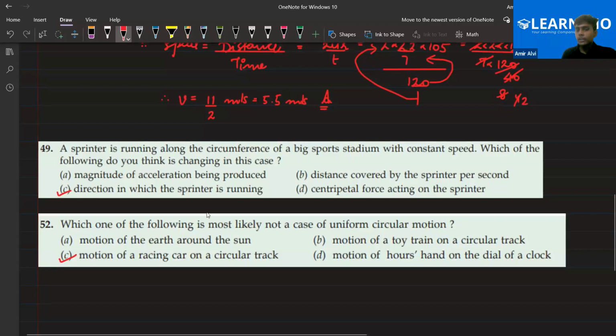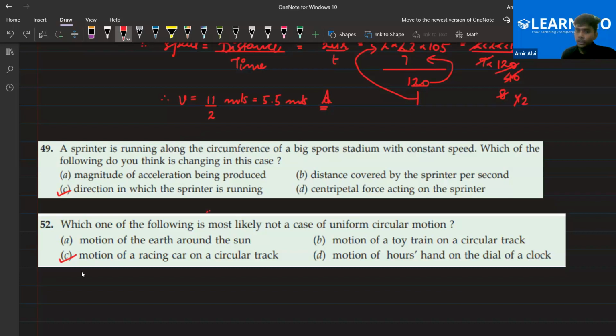Which of the following is not a case of uniform circular motion? Motion of a racing car on a circular track. The racing car is in circular motion, but its speed is not constant. The toy train's speed is fixed. Motion of the hour hand on a dial clock is also fixed; it completes one round in 12 hours. And motion of the earth around the sun is also fixed due to the revolution of the earth around the sun.